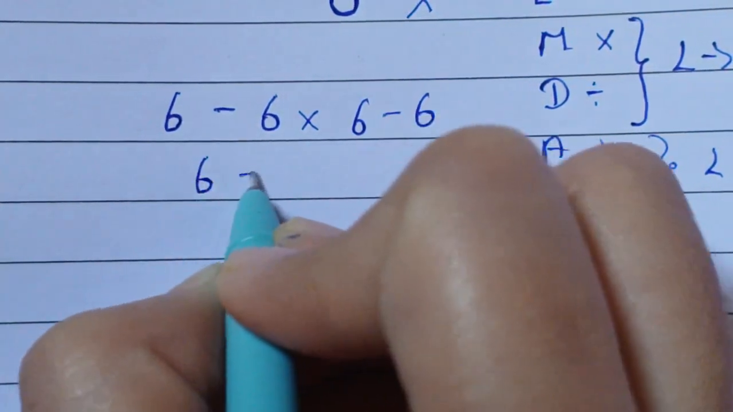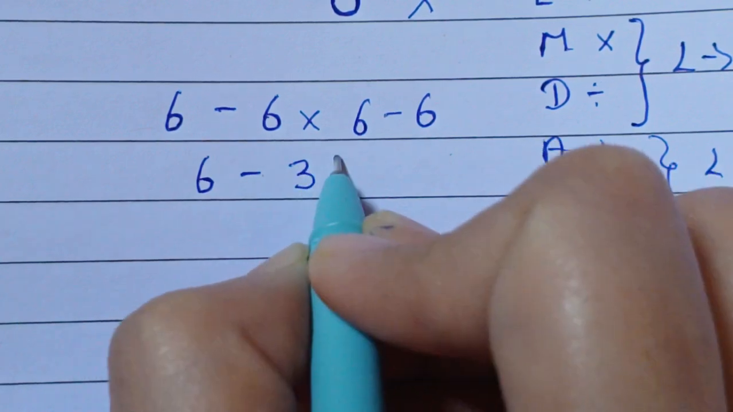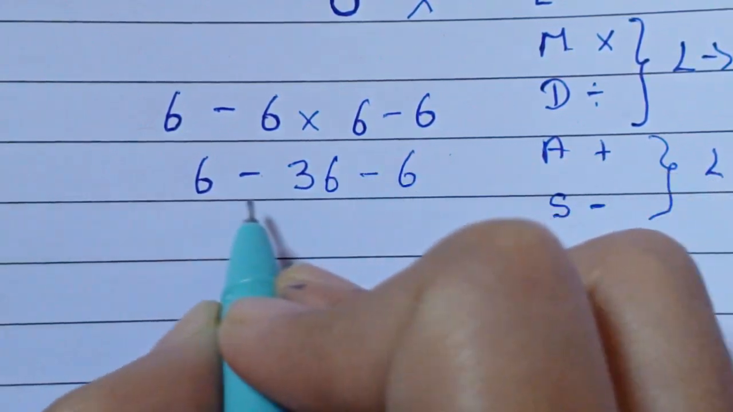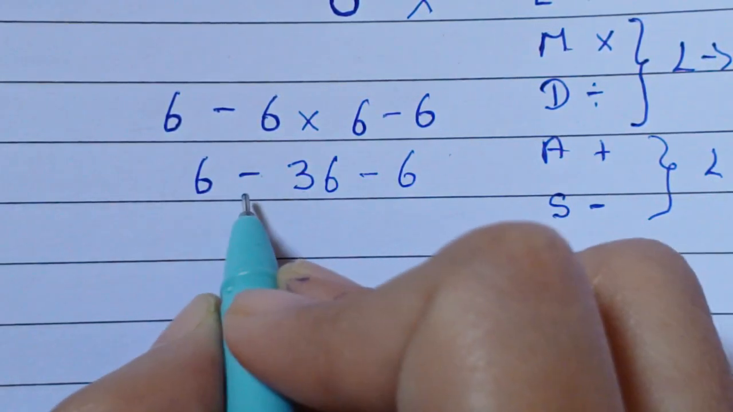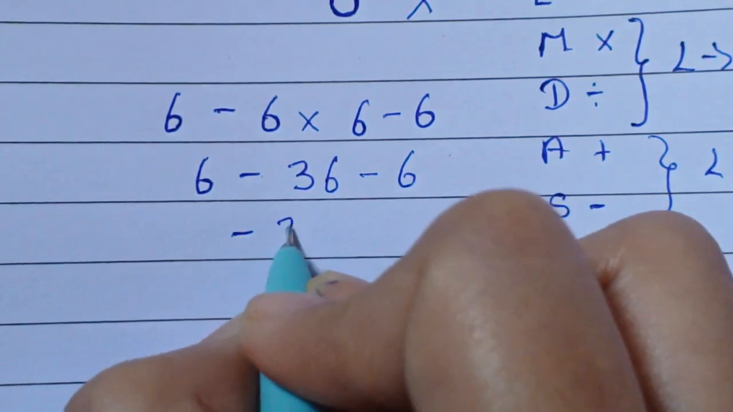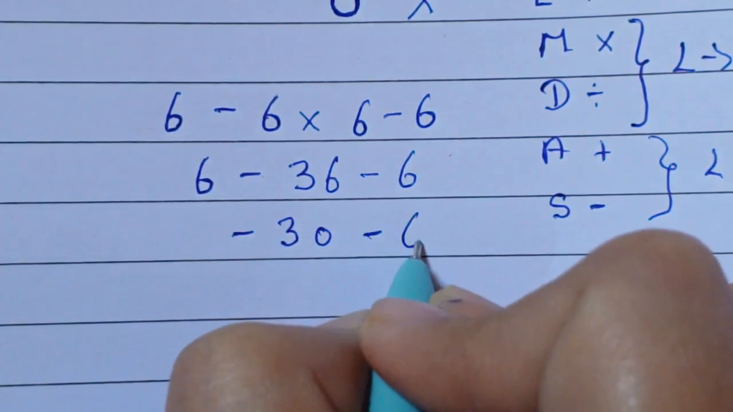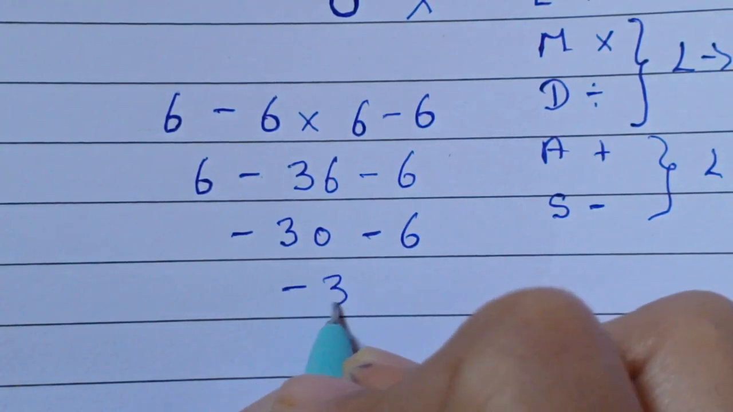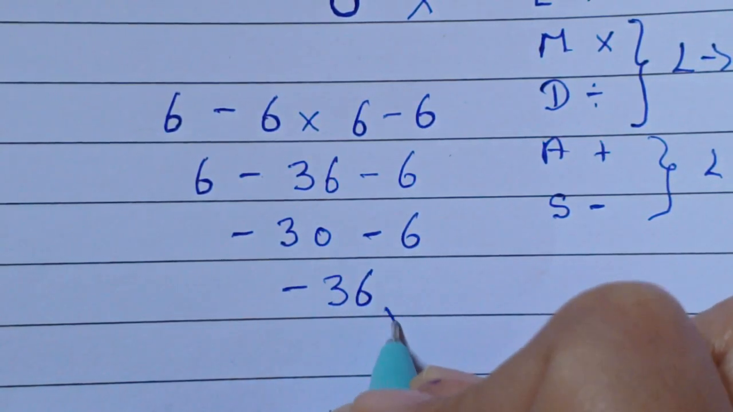So 6 times 6 is 36, minus 6. Then here first we'll solve this part. So 6 minus 36 which is minus 30, minus 6 which is minus 36. So this is the correct value for this expression.